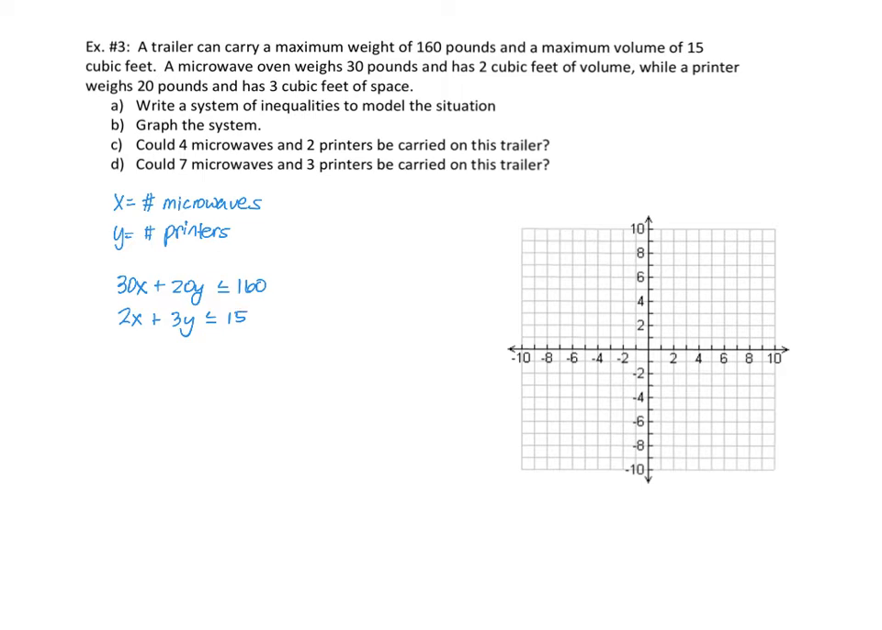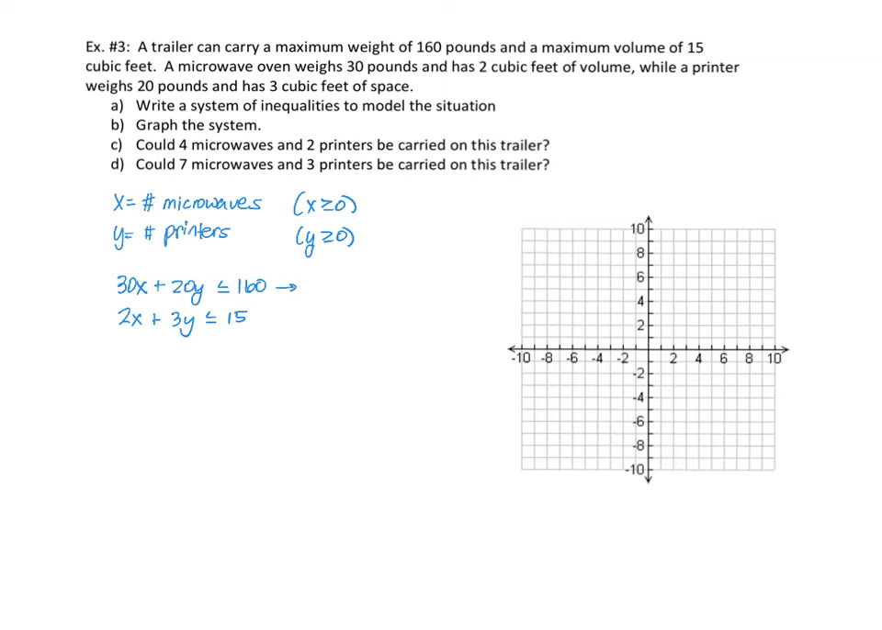Since our x and y represent actual objects, it would also be true that x needs to be greater than or equal to 0, and y needs to be greater than or equal to 0, because you can't have a negative number of microwaves or printers. So let's look at how we could graph each one of these inequalities. I'm going to start by solving for y to make it easier to graph.